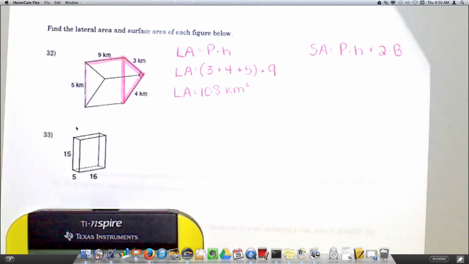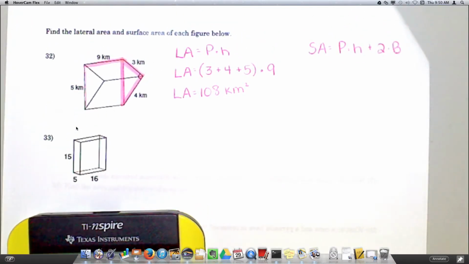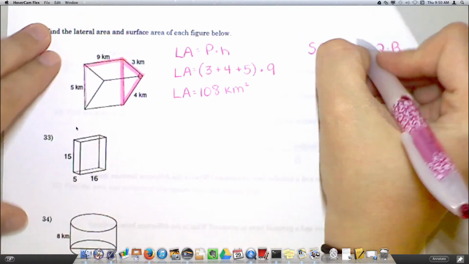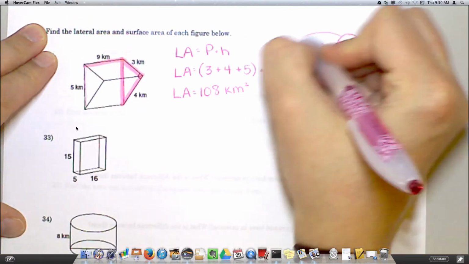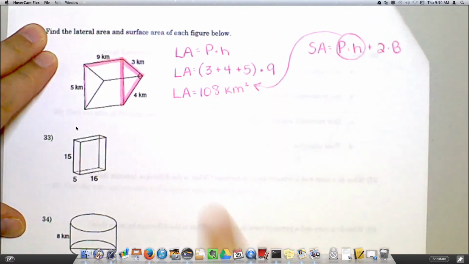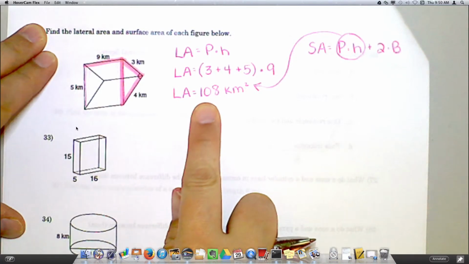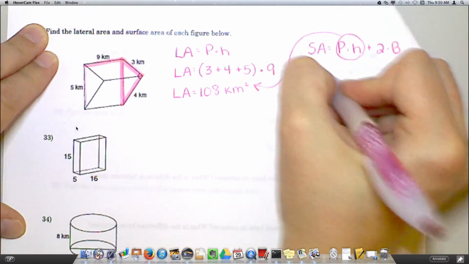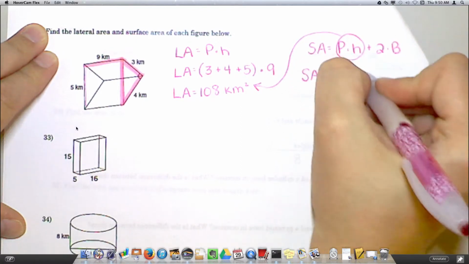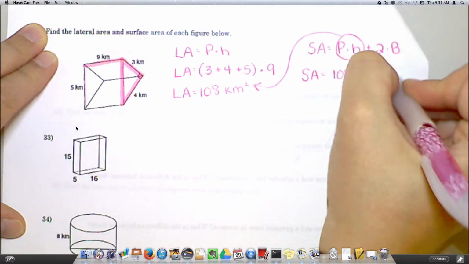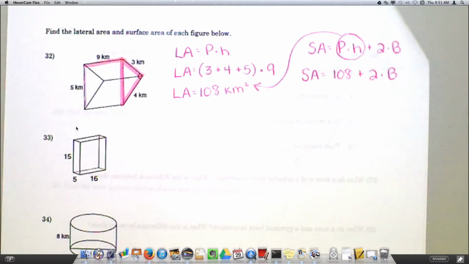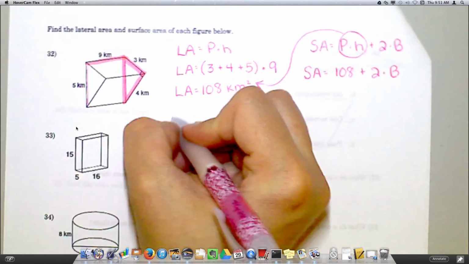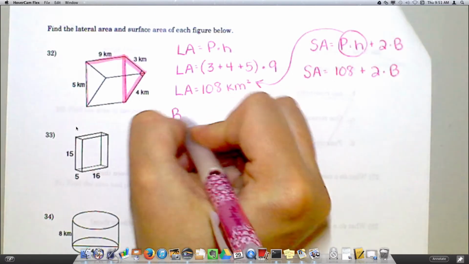Okay? That's awfully glary today. But this perimeter times height, you just did that. Perimeter times height is right there. So my surface area is 108 plus 2 times B. And I always kind of go off to the side and calculate B separately. How do I get the area of this base?